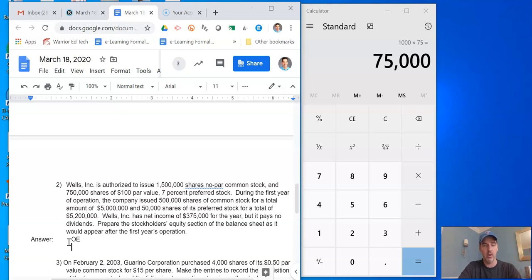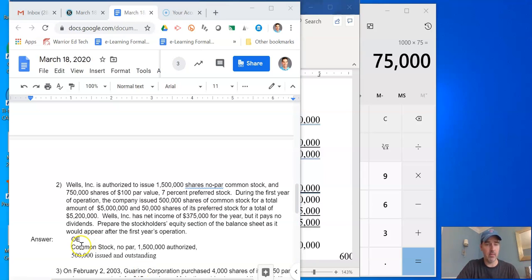Okay, you have no par common stock. When we look at the no par common stock, we have to realize that whatever we issue, everything is going to go into the common stock account. So as we type that up, since the common stock has no par, everything is going in there. The total dollar amount is going to be dumped in there.